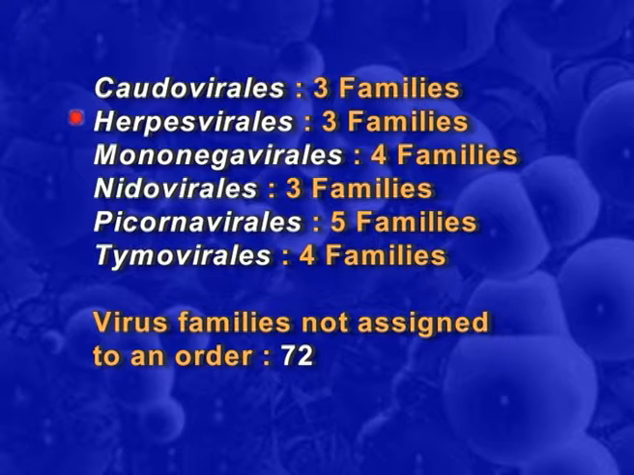The second order is called Herpesvirales. It comprises again 3 families. Then we have Mononegavirales. It comprises 4 families. Next comes Nidovirales, which comprises 3 families. Then we have Picornavirales. It comprises 5 families, and Tymovirales. It comprises 4 families, and still there remained 72 families which couldn't be placed into any of the orders. They are still in search of new orders.